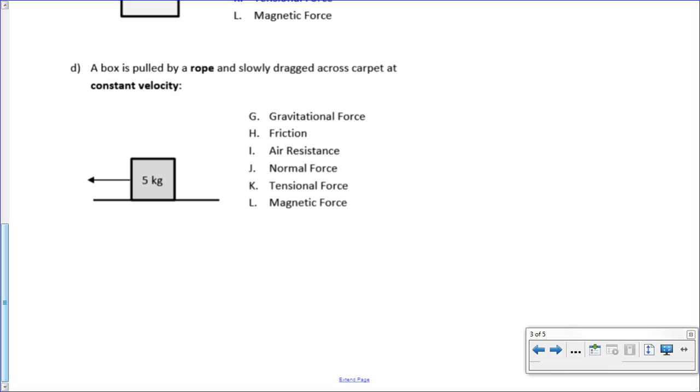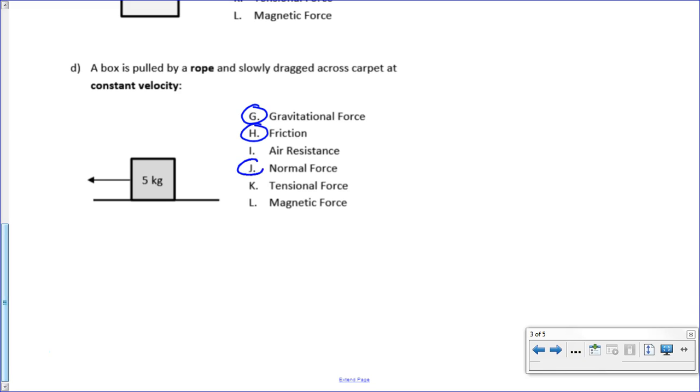So this is similar to some ones we've seen. Boxes across carpets should let you know that there's some friction involved. Gravitational force on this one? There is a gravitational force. There's always a gravitational force. Friction: as you're dragging a box across a carpet, they'll be rubbing against each other. There's friction, and that is also required for the forces to be balanced. There has to be a friction here.